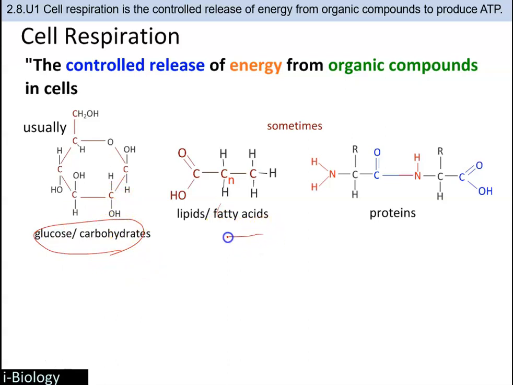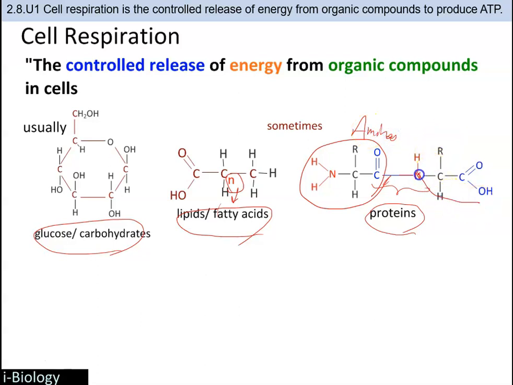Organic compounds might be lipids or fatty acids with this structure, and you see that the n means we have n number of carbons over here, so this chain could be very long. And then proteins, and this is also another organic compound. And do you remember what this is? Yes, that's the peptide bond, and this is one amino acid, and the other amino acid. So there are two amino acids, which is a dipeptide.